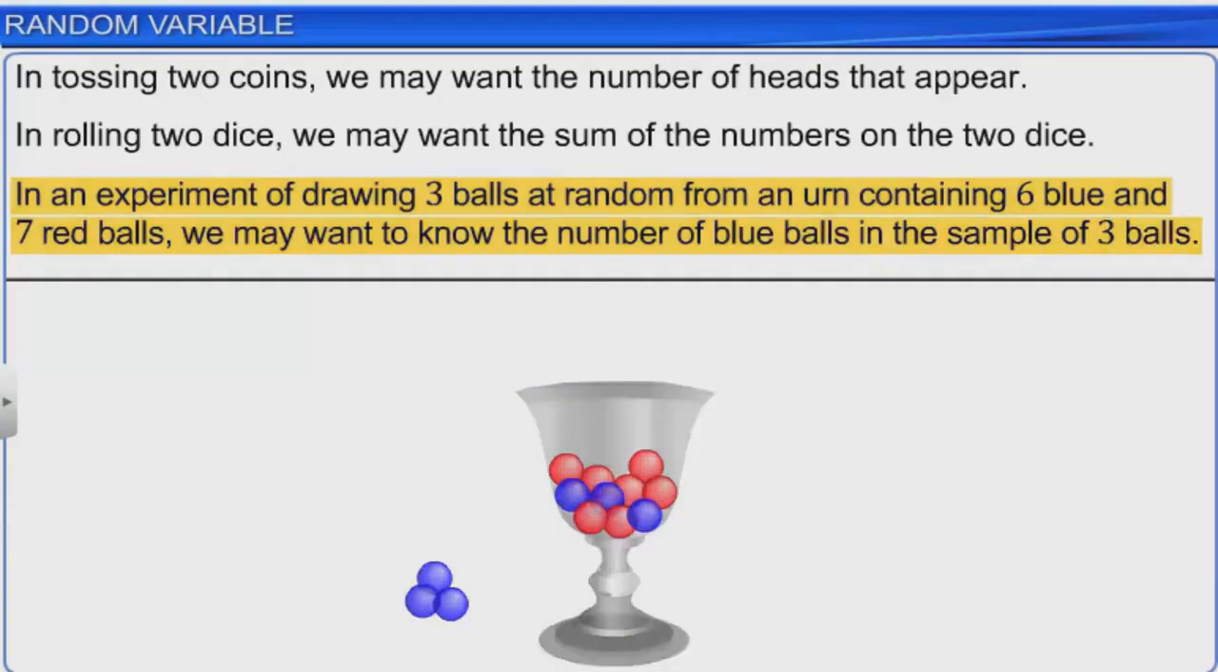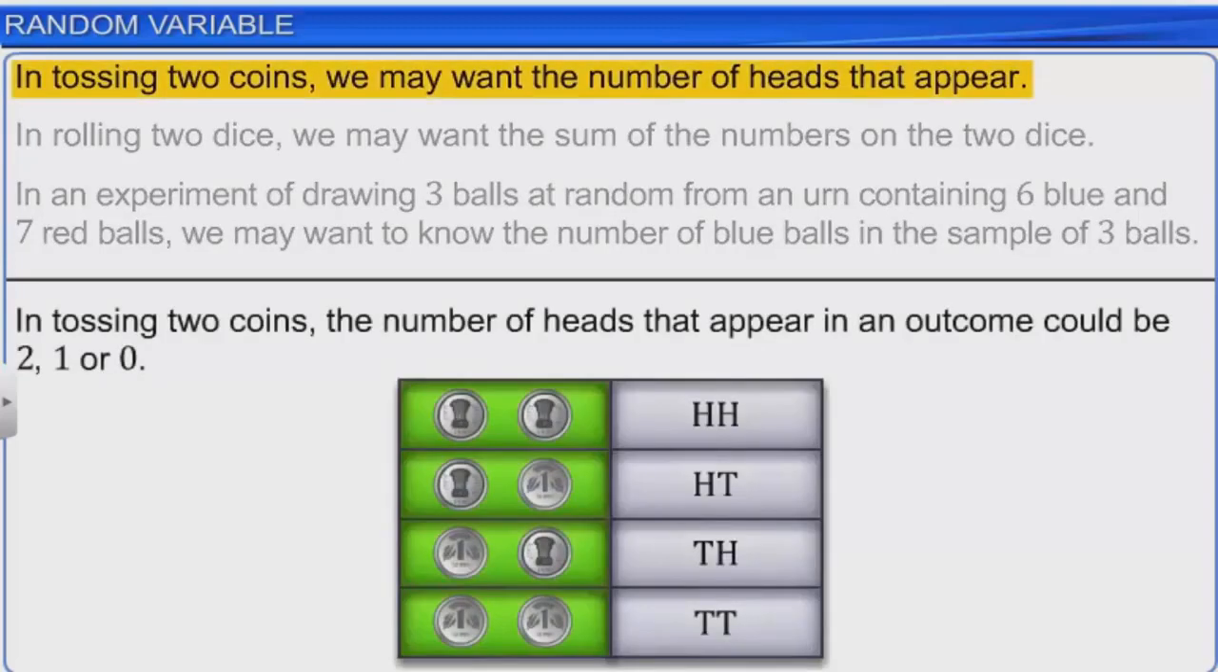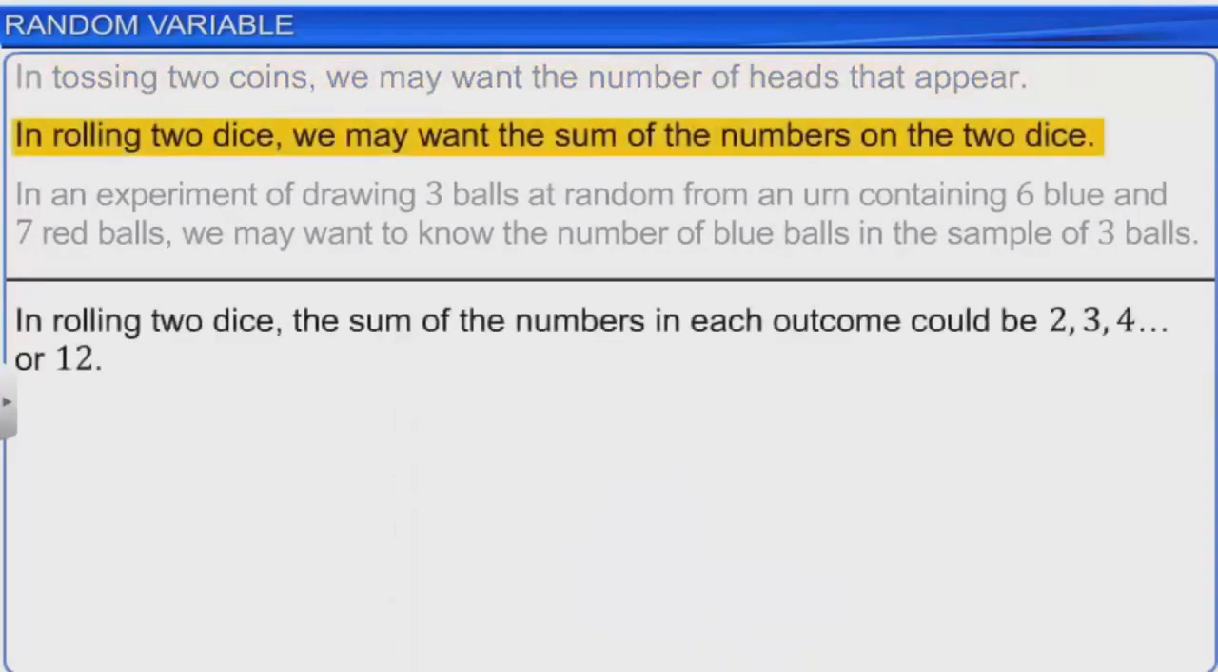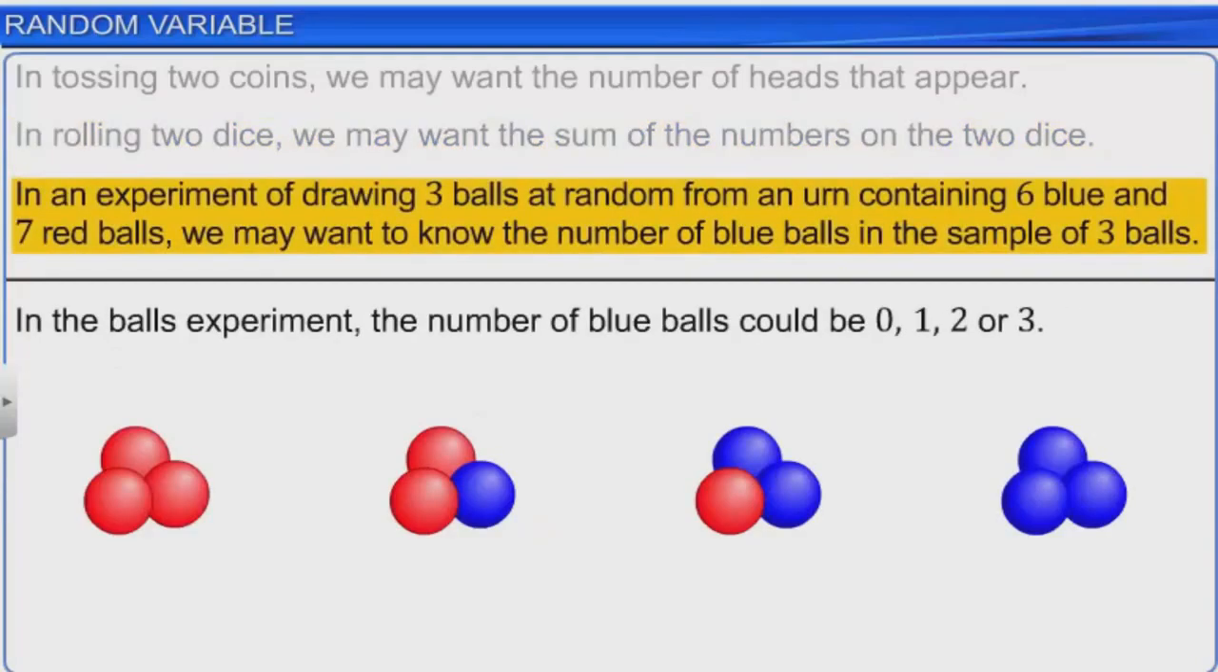In all the cases, a rule can be assigned to each outcome of the experiment, so that the outcome is a real number. For example, in the first example, the number of heads that appear in an outcome could be 2, 1, or 0. Similarly, in the second example, the sum of the numbers in an outcome could be 2, 3, 4, and so on till 12. In the third example, the number of blue balls in an outcome could be 0, 1, 2, or 3.